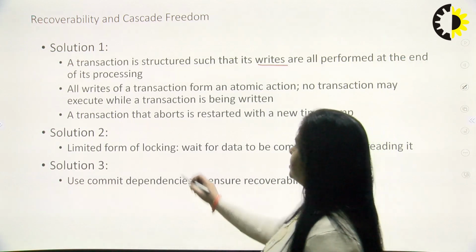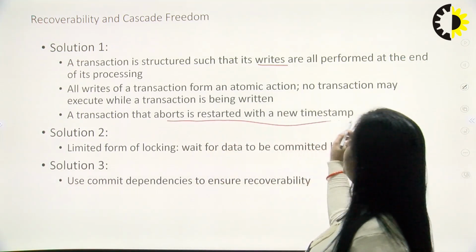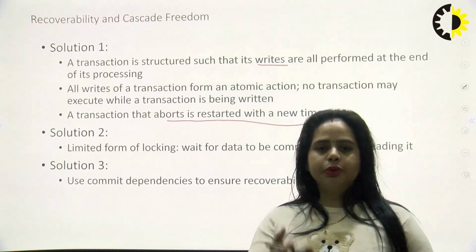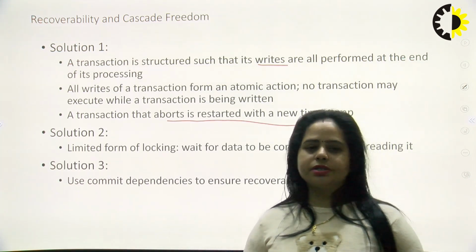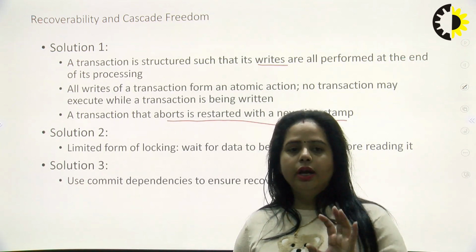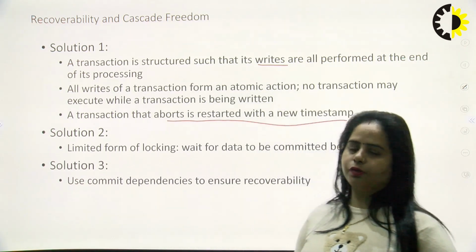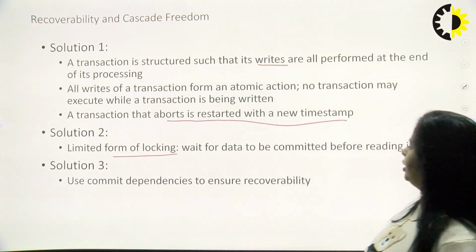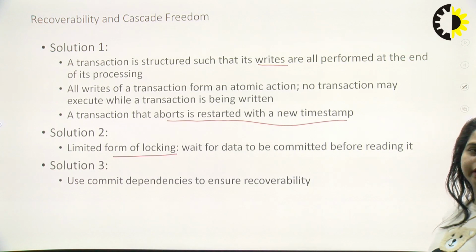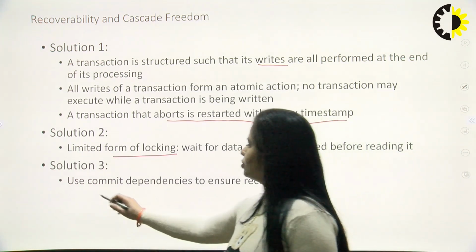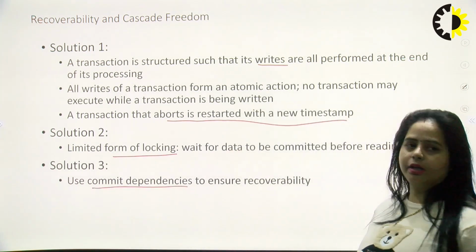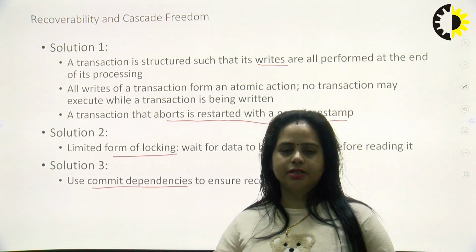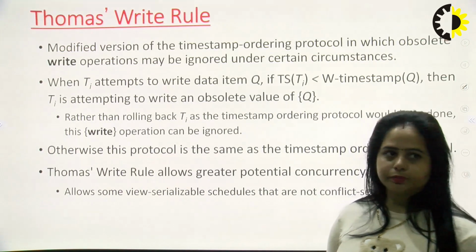Next, a transaction that aborts is restarted with a new timestamp. Whenever a transaction re-enters the system, it will get a new timestamp greater than the previous one. So now it may execute its operations successfully. The next solution is a limited form of locking: wait for the data to be committed before reading it. And the third solution is to use commit dependency to ensure recoverability. We need to take care of when our transaction will be committed.